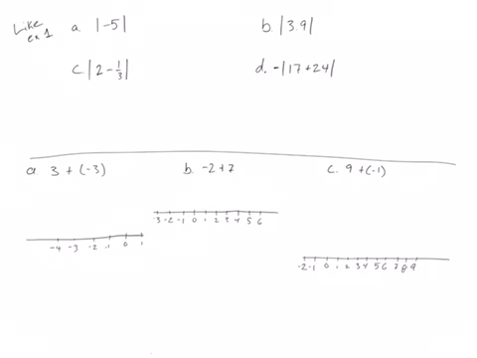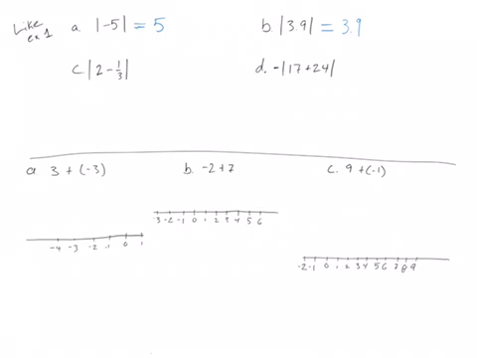So let's just try a few more of these. If you need to use a number line, feel free to do so, but I think you'll be able to catch on fairly quickly on how this works. The absolute value of negative 5 would just be 5, because negative 5 is 5 steps away from 0. The absolute value of 3.9, well, 3.9 is 3.9 steps away from 0. So the absolute value of this would be 3.9.